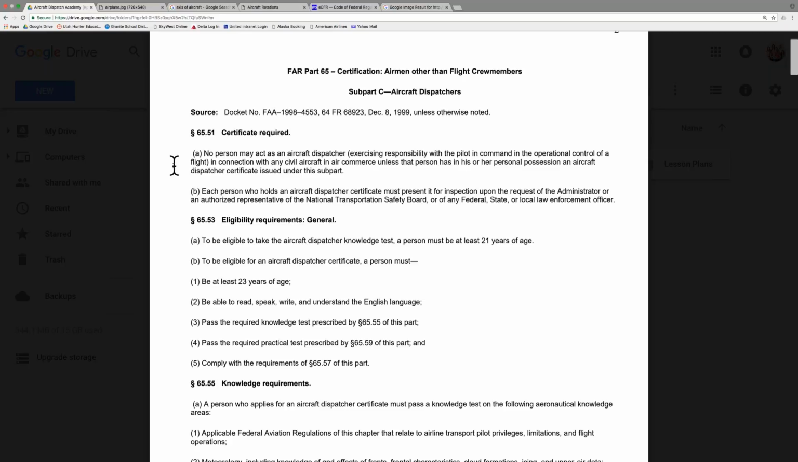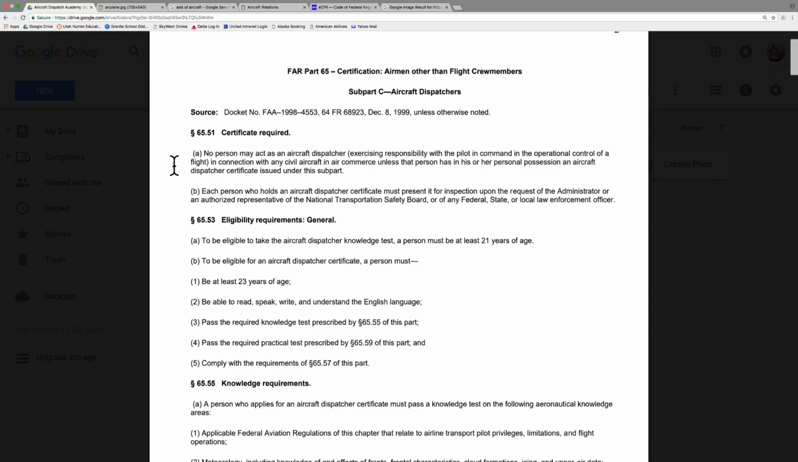Aviation was born in this country by English-speaking Americans, and so we're the ones that decided that was the requirement. The other things are you have to pass a knowledge test, known as the ADX, a practical test, and then you have to comply with this regulation.